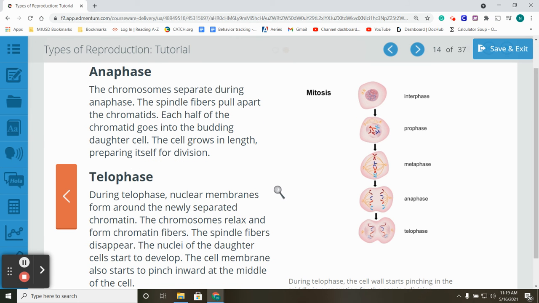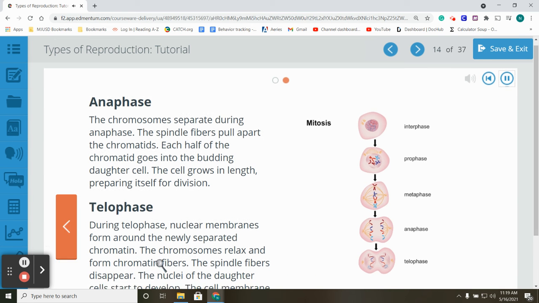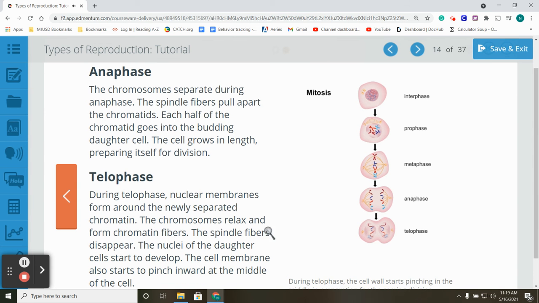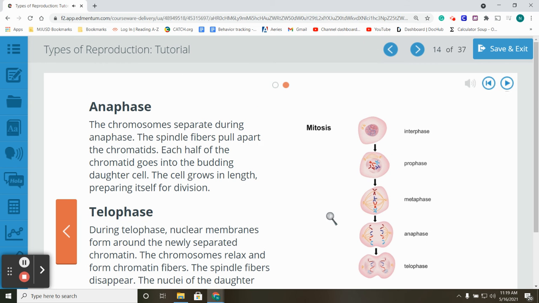Telophase. During telophase, nuclear membranes form around the newly separated chromatin. The chromosomes relax and form chromatin fibers. The spindle fibers disappear. The nuclei of the daughter cells start to develop. The cell membrane also starts to pinch inward at the middle of the cell.